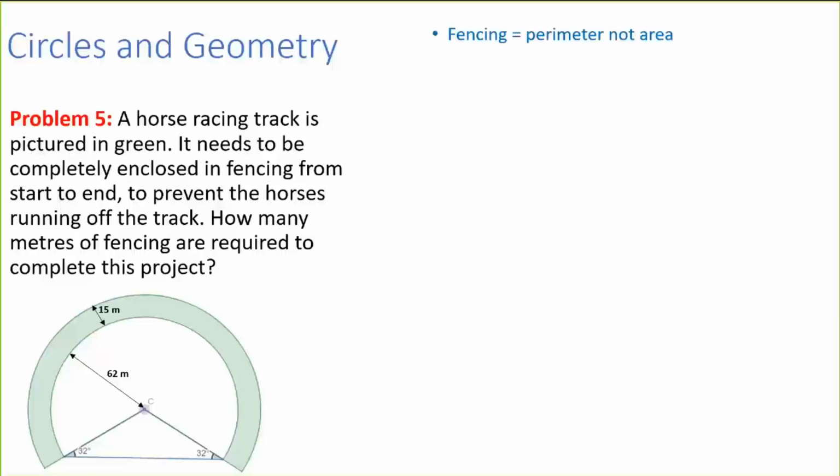First thing, always when you hear fencing, you should think perimeter, not area. And we can break down the fencing into bits. So here we've got a fence that requires 2 curved parts, which is the outer circle and the inner circle, and the 2 straight ends, which may be the ones that students forget to add on, the 2 straight ends that close off the horse racing track there.